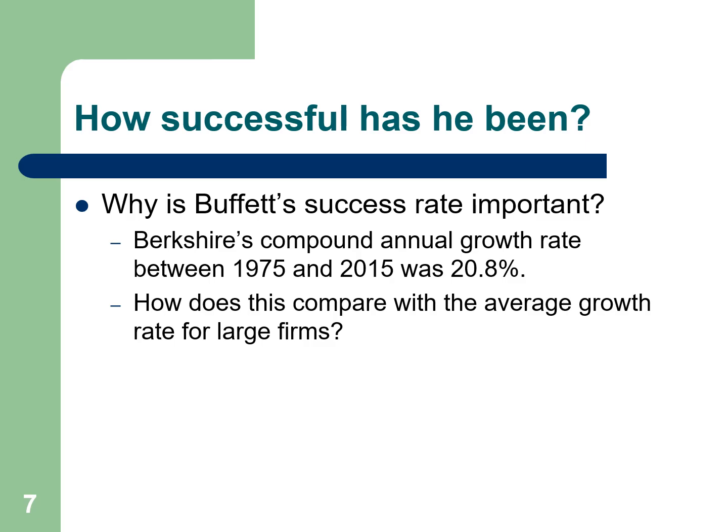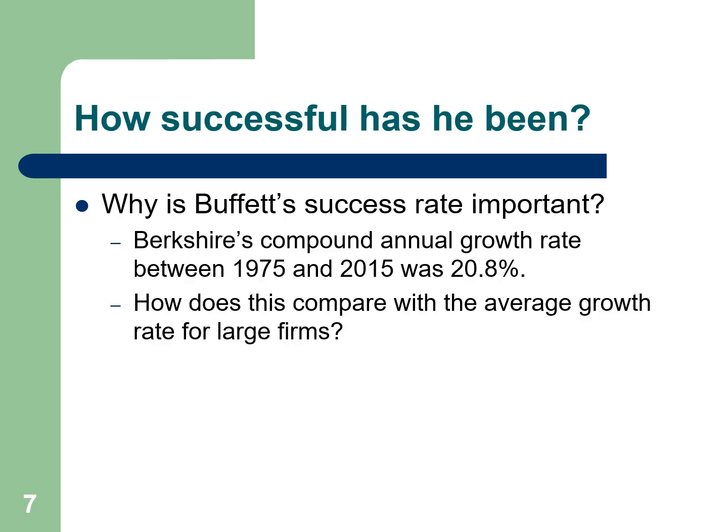Evaluating Warren Buffett's success rate is pivotal in understanding the impact of his investment strategy and philosophy on the actual performance of Berkshire Hathaway. The compound annual growth rate of Berkshire Hathaway from 1975 through 2015 stands at 20.8%.